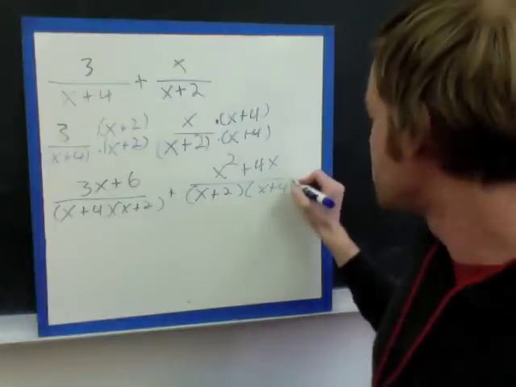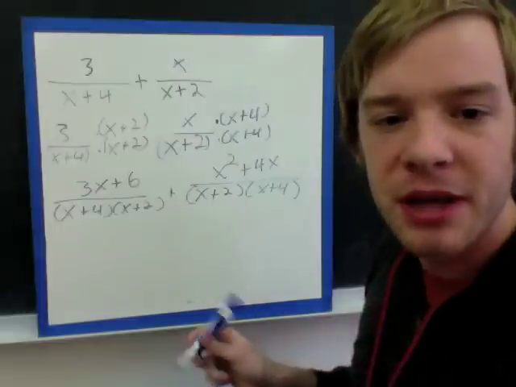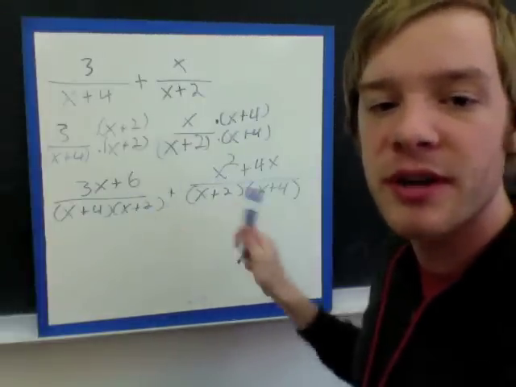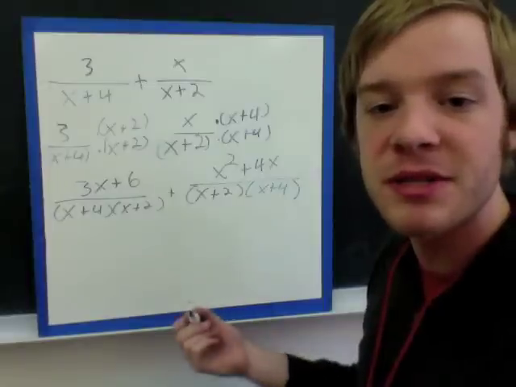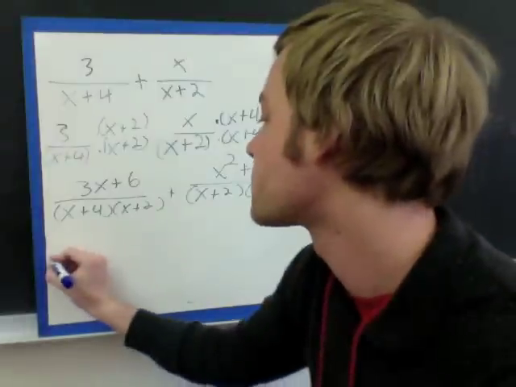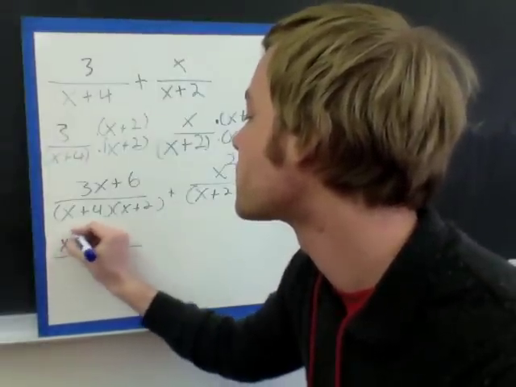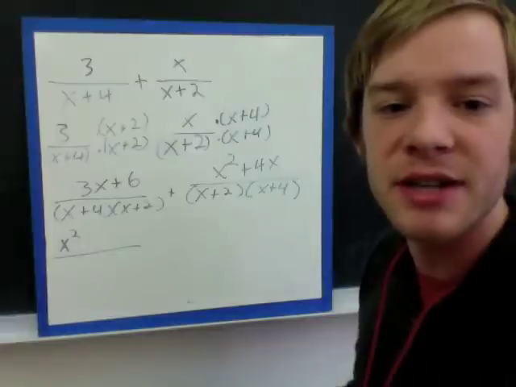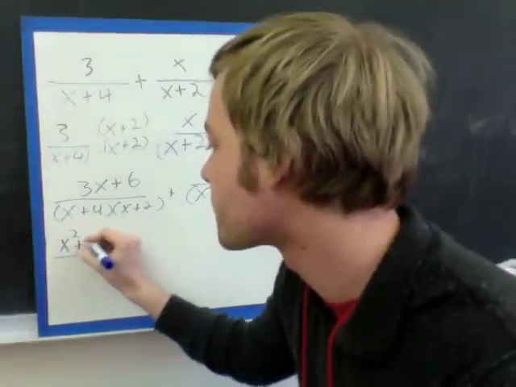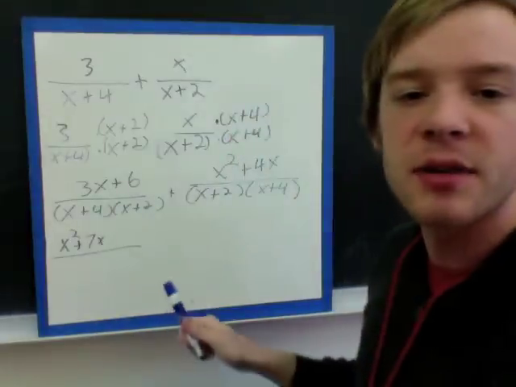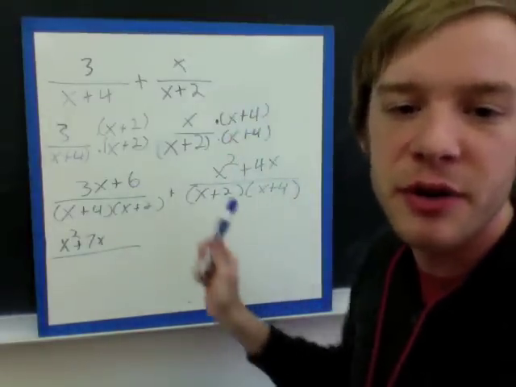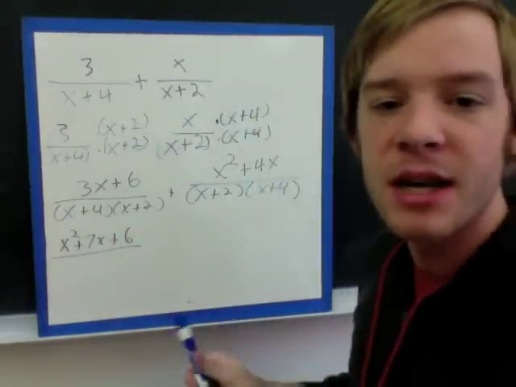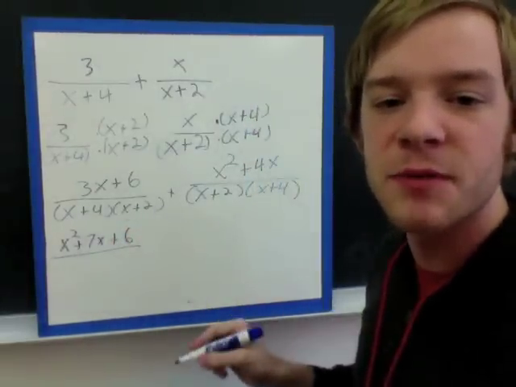So now, I want to combine my like terms in the numerator. I see I've got an x squared here. We know that comes first, but there are no other x squared. So there's nothing else to combine it to, which means it just stays x squared. I've got a 3x over here, but I also have a 4x over here. When I add them together, I get 7x. And then lastly, we see we've got this 6 here, and there are no other numbers, so it just stays plus 6. In the denominator, we still keep our x plus 4 and our x plus 2.